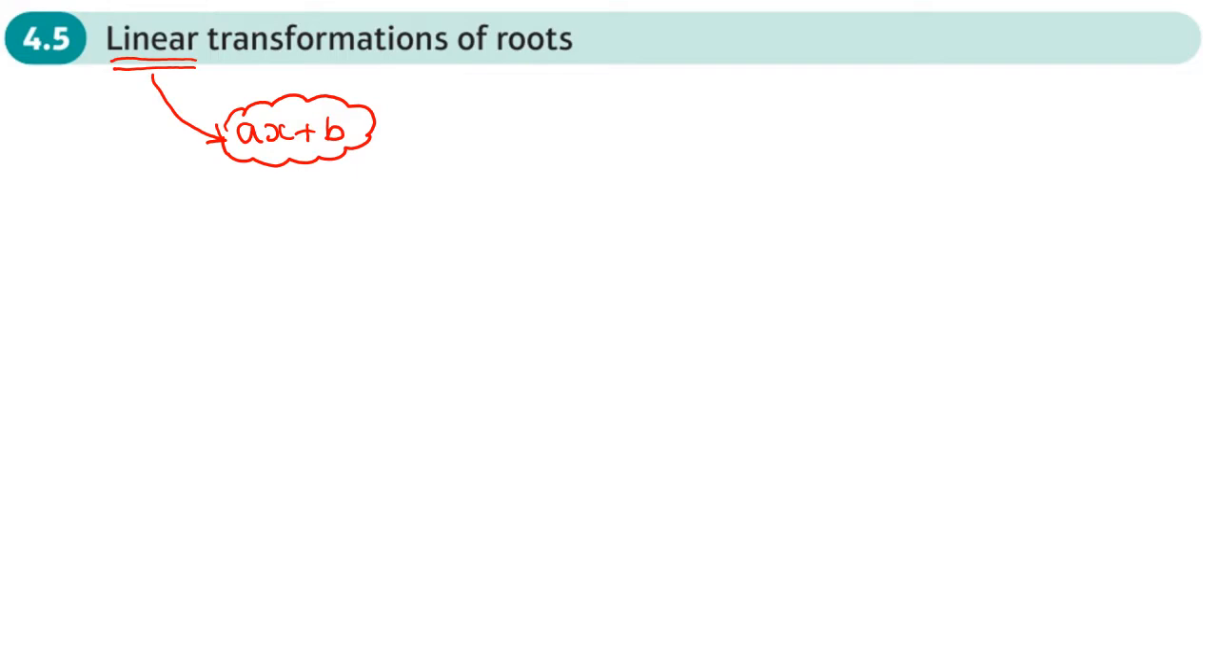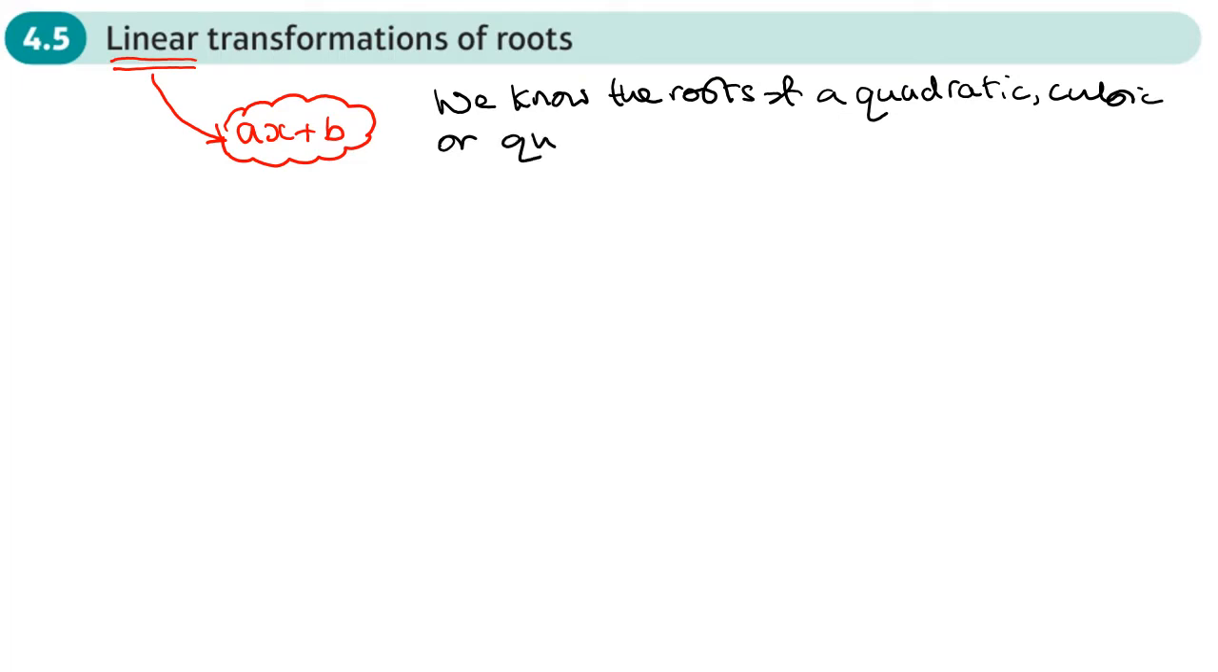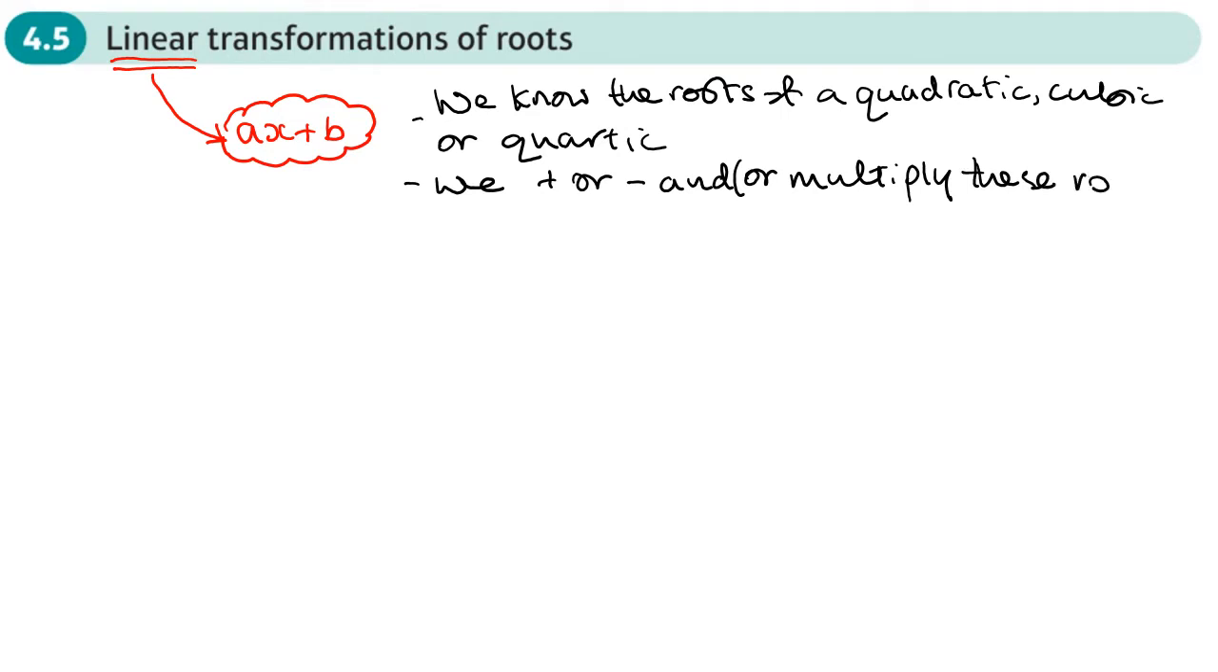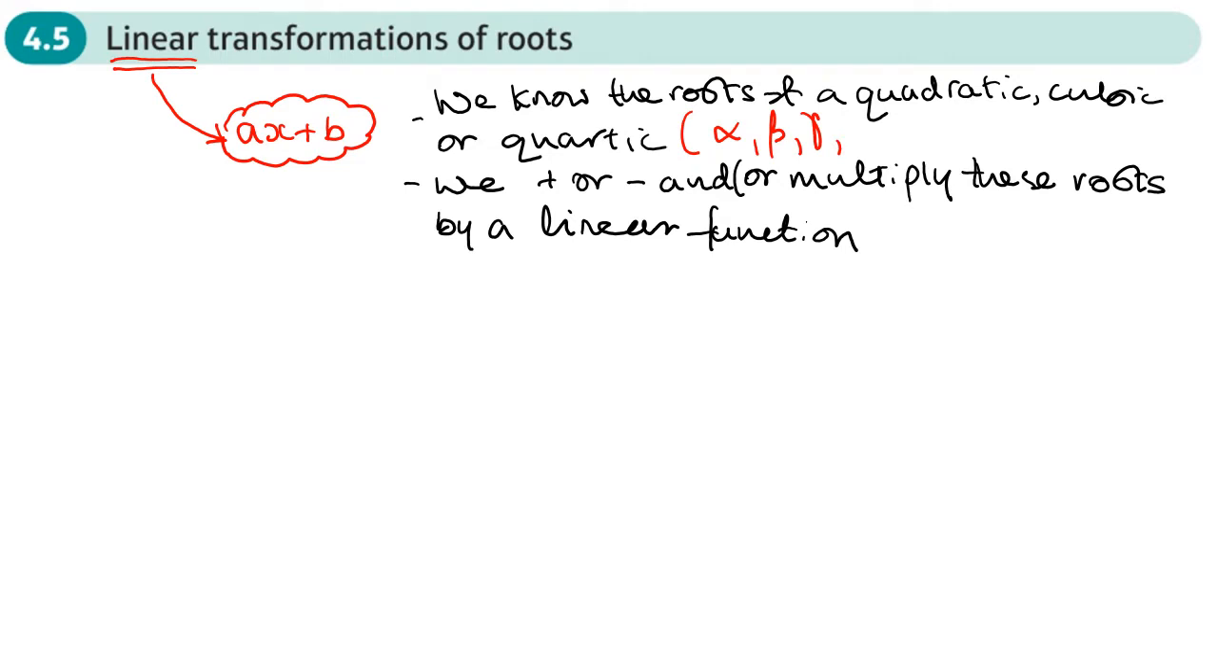So basically it's something like this. We know the roots of a quadratic, cubic, or quartic. Okay, we add or subtract and or multiply these roots by a linear function. Yeah, so what do I mean by that? So maybe, well, let's write down what these roots are: alpha, beta, gamma, and delta, if we get that far, if it's a quartic.